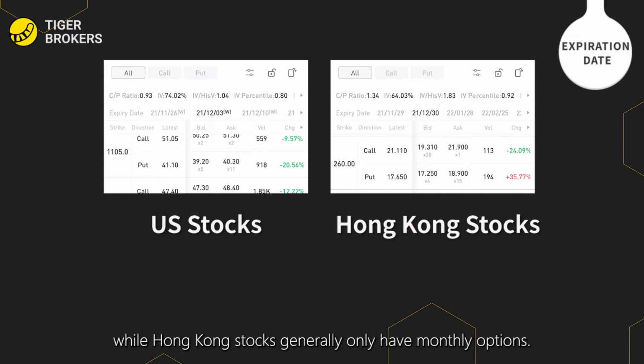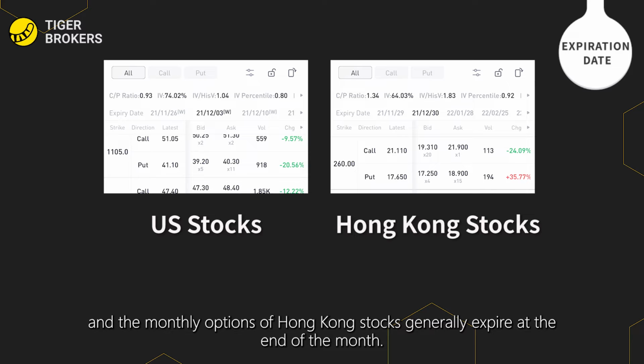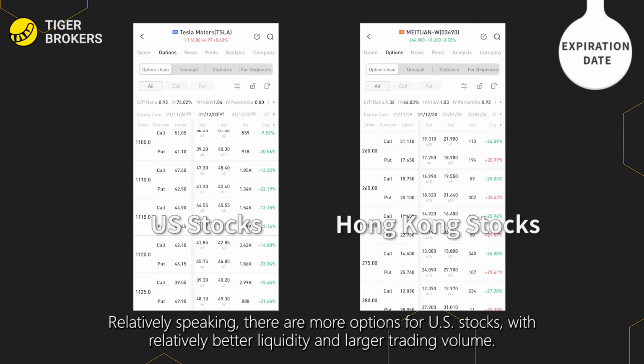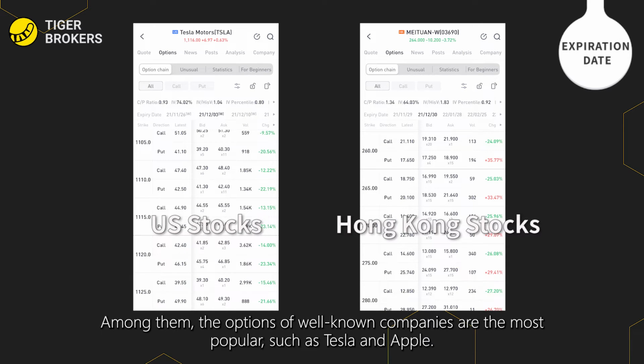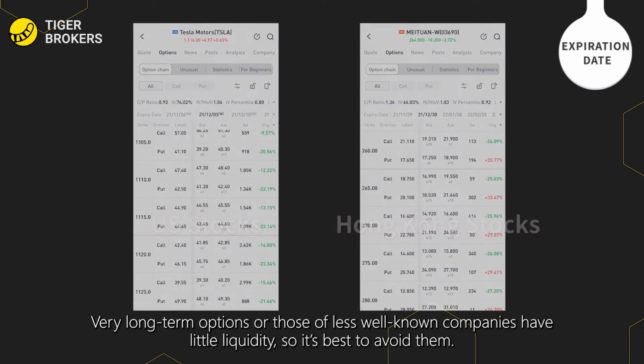only have monthly options. The monthly options of US stocks expire in the third week of each month, and the monthly options of Hong Kong stocks generally expire at the end of the month. Relatively speaking, there are more options for US stocks, with relatively better liquidity and larger trading volume. Among them, the options of well-known companies are the most popular, such as those of Tesla and Apple. Very long-term options or those of less well-known companies have little liquidity, so it's best to avoid them.